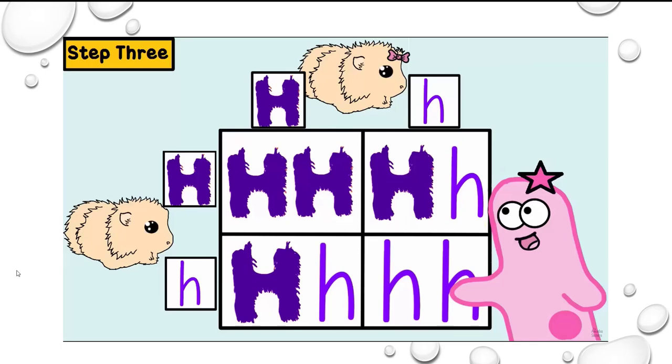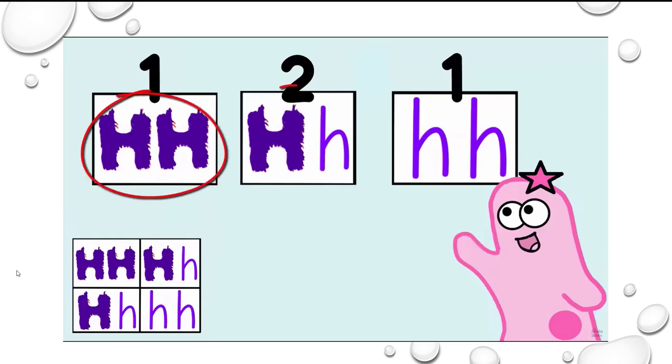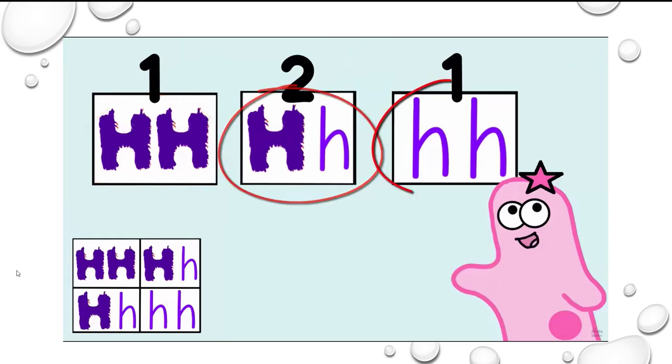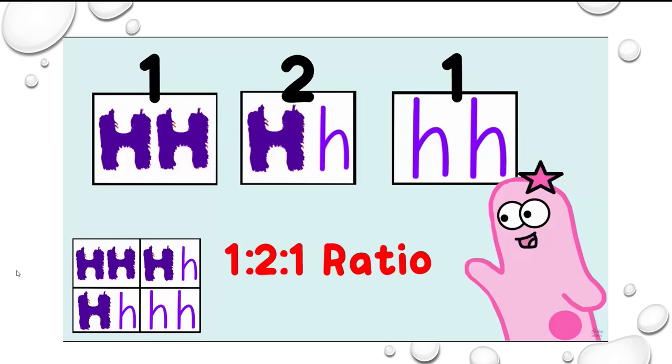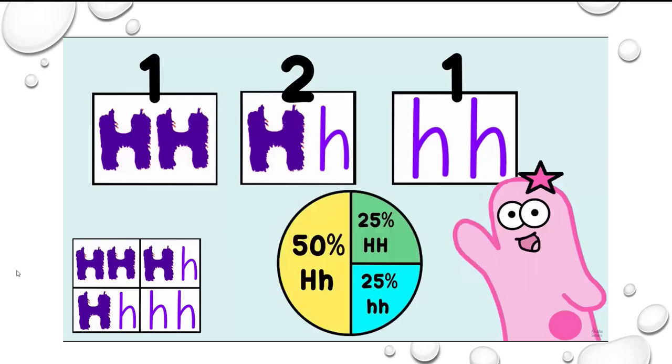Now, if I were to ask you the genotypes of the babies, you could list them out. 1 big H big H, 2 big H little h, and 1 little h little h. I could even turn that into a genotype ratio of 1 homozygous dominant to 2 heterozygous to 1 homozygous recessive. Or a percentage. 25% are homozygous dominant, 50% are heterozygous, and 25% are homozygous recessive.